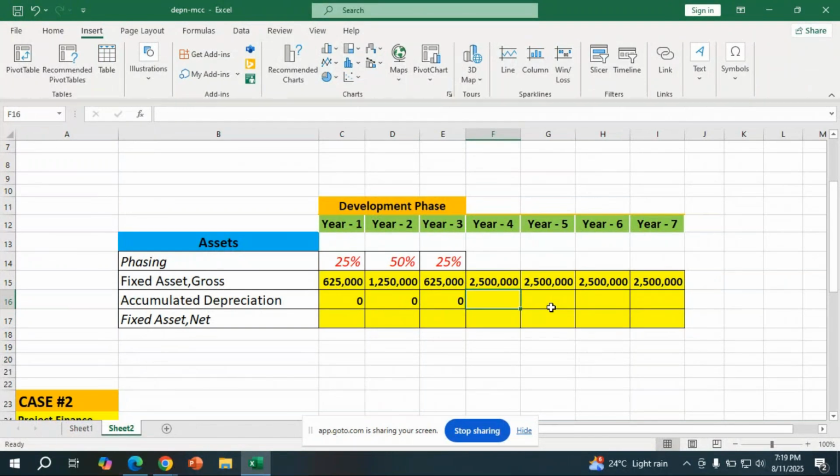So, how do you go about calculating depreciation? For that, first we have to start with year one. Now, year one, the fixed asset 6,25,000 is the gross, and for the first 3 years, it is a development stage, so there is no calculation of depreciation. So let us arrive at the net value of the fixed asset, which is equals to the same way we have done, minus 0. 6 lakh 25, minus 0. Year 2 is 12 lakh 50.